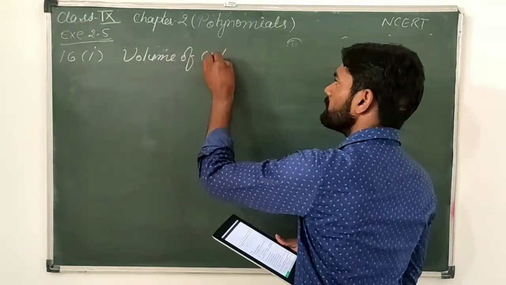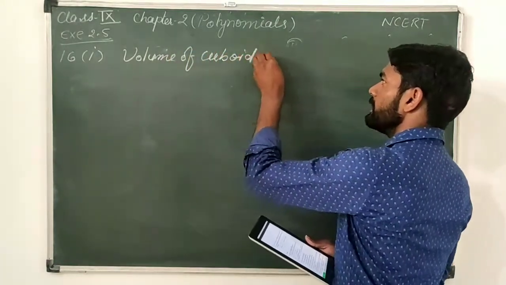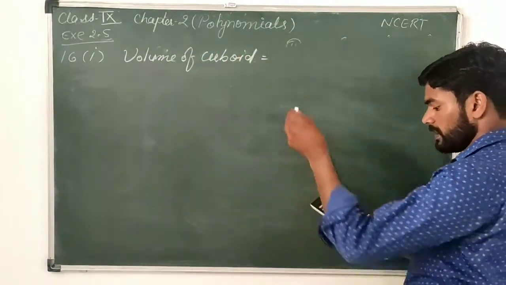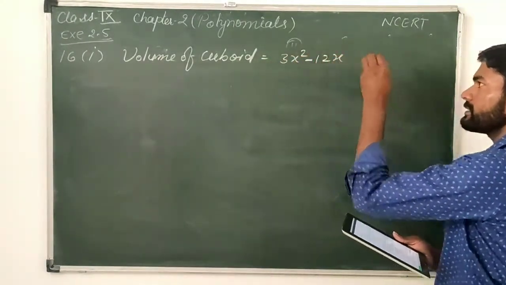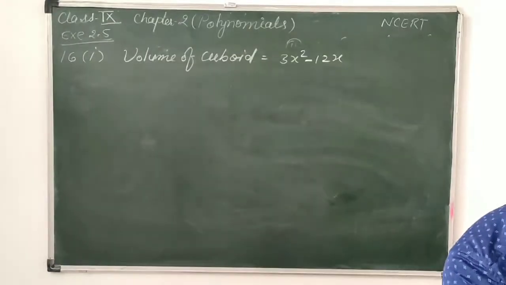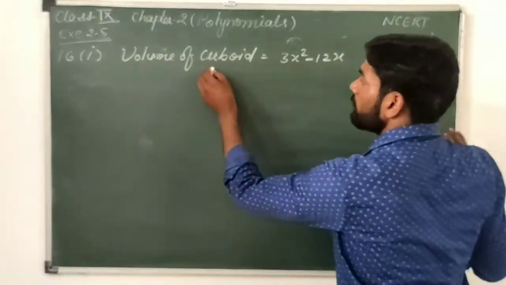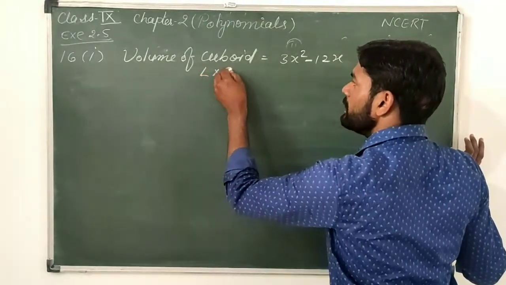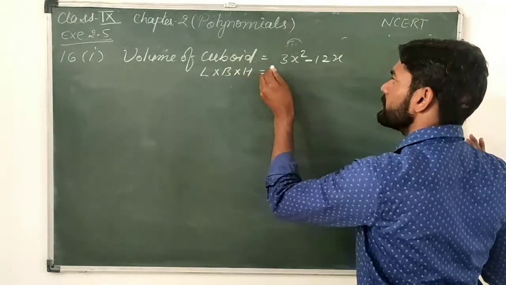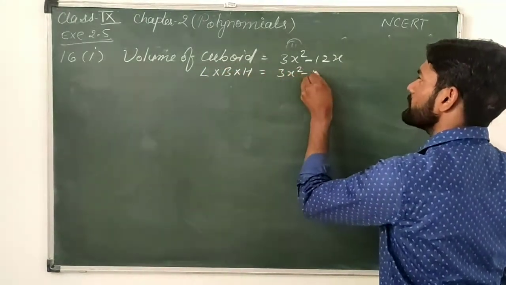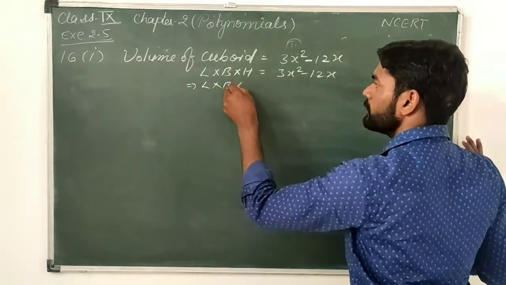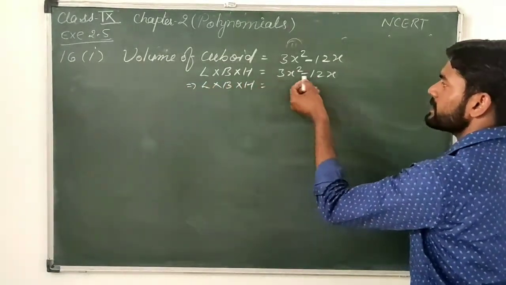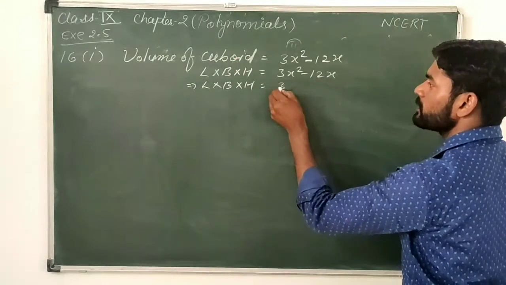Volume of cuboid is equal to 3x square minus 12x. Volume, L into B into H, is equal to 3x square minus 12x. Then length into breadth into height. Factorize this. x is common. 3 and x both are common. 3x is common.